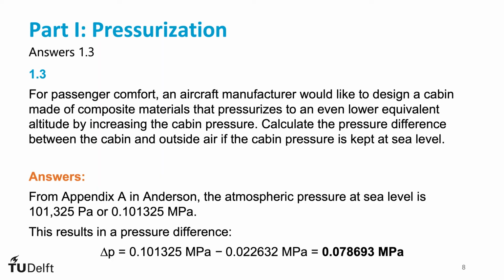And the final question of part 1 on pressurization. For passenger comfort, an aircraft manufacturer would like to design a cabin made of composite materials that pressurizes to an even lower equivalent altitude by increasing the cabin pressure. Calculate the pressure difference between the cabin and the outside air if the cabin pressure is kept at sea level. Again, for the answer, look at Appendix A from Anderson to look up the atmospheric pressure at sea level, which is 101,325 pascals. The new pressure difference then becomes 0.078 megapascals.